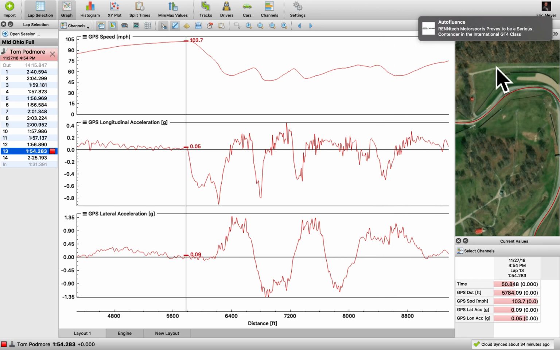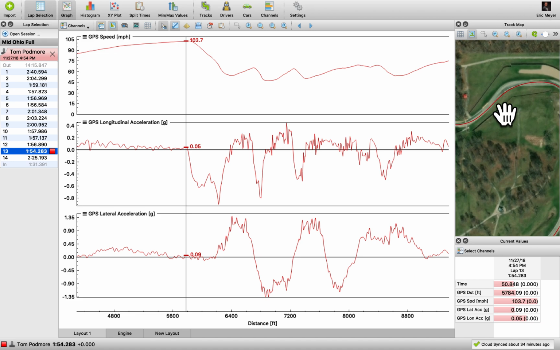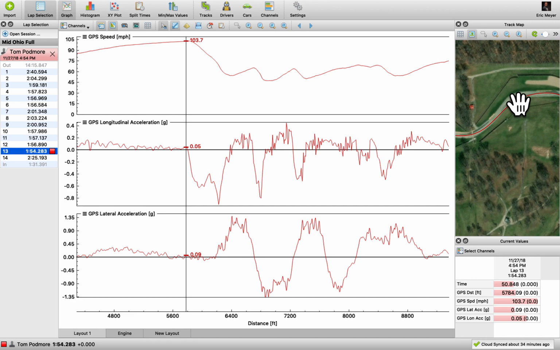As I look at his line right here, what I see is a really straight shot through here. It's almost a straight line, and I'll suggest to Tom and to others that if this is you and it feels a little hairy, start taking the car to the left.